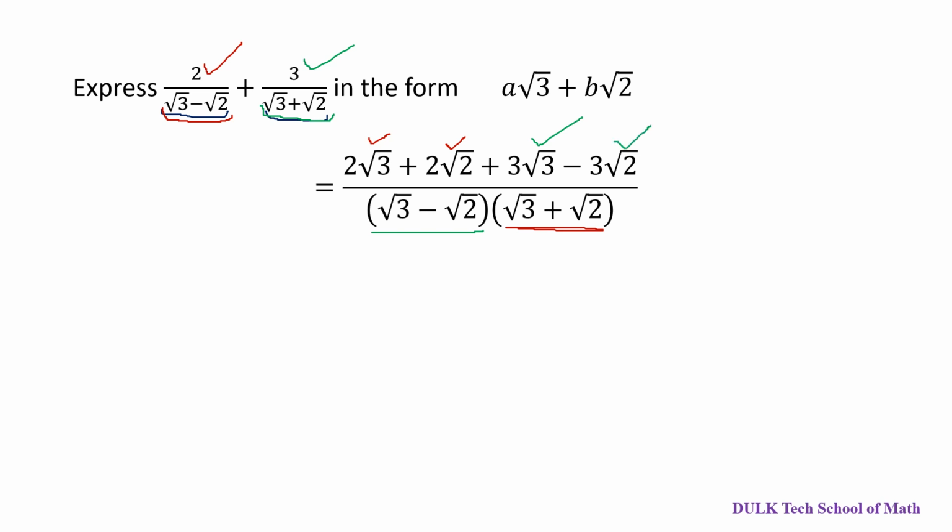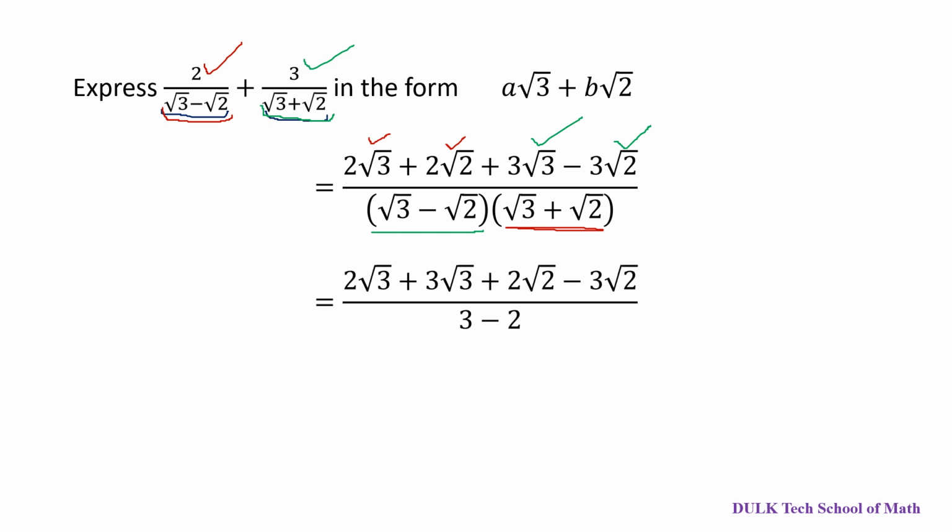Right, we have like terms in the numerator there. Let's collect the like terms. This 2 root 3 is a like term of 3 root 3, so let's collect them like this. Right, 2 root 2 is a like term of minus 3 root 2. Let's collect the like terms. At the same time, the denominator simplifies to 3 minus 2. And if we simplify the numerator, 2 root 3 plus 3 root 3 simplifies to 5 root 3. 2 root 2 minus 3 root 2 simplifies to minus root 2, all over 1. And that's our answer.